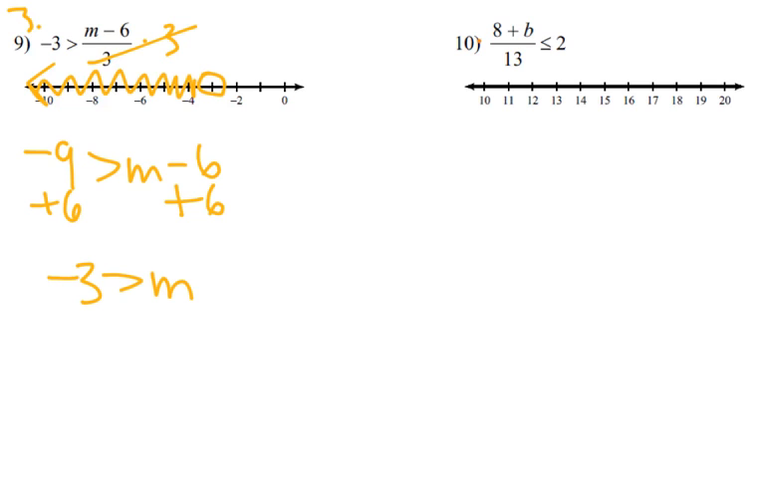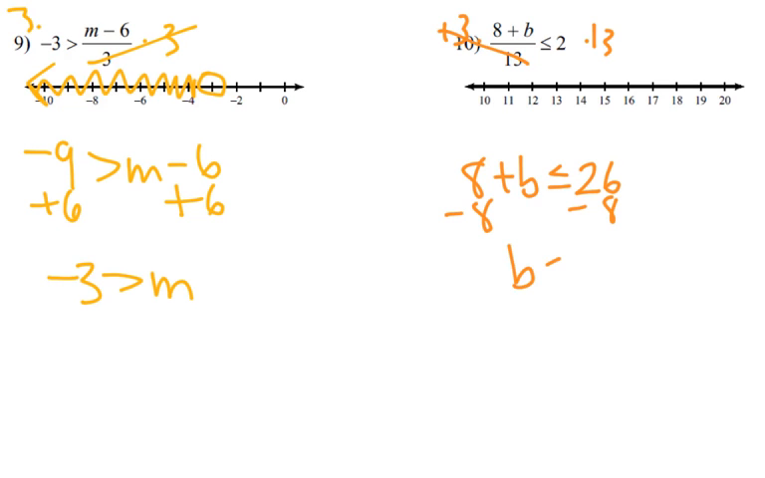Number 10, times by 13 on both sides. That cancels. We're left with 8 plus b is less than or equal to 26. Subtract 8, and b is less than or equal to 18. So 18, fill in my circle because it's equal to. B is smaller, so I shade to the left.